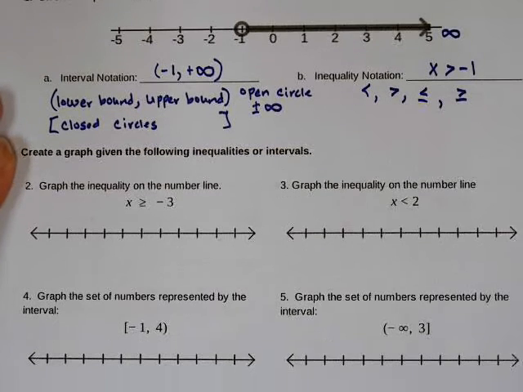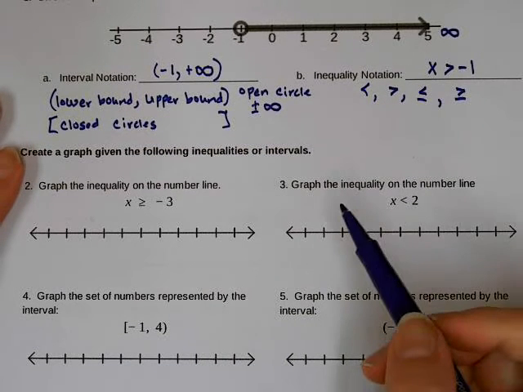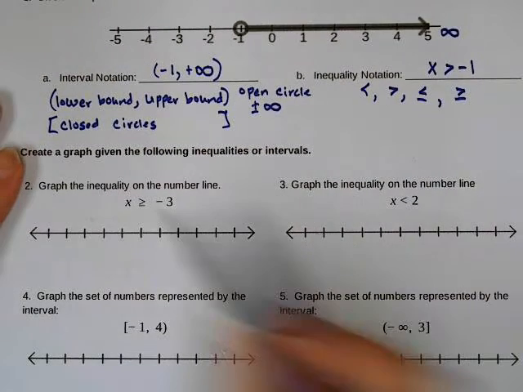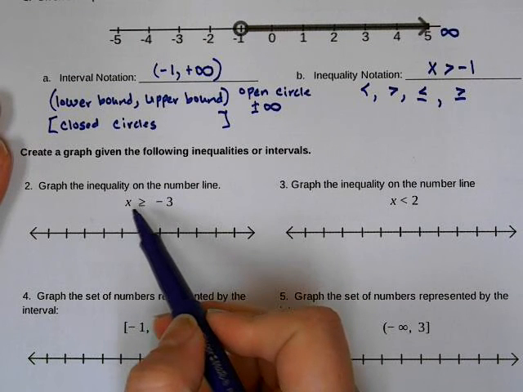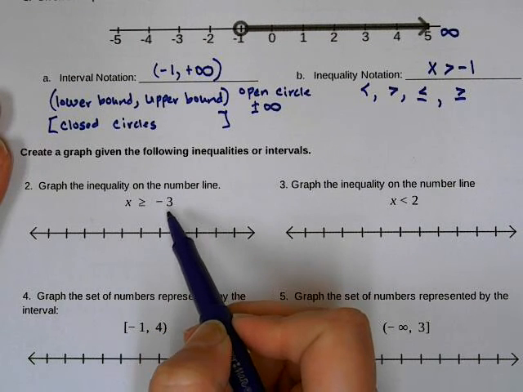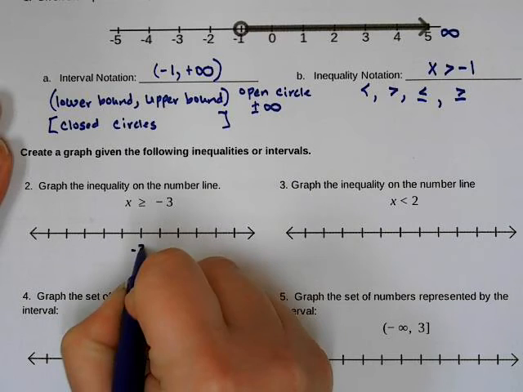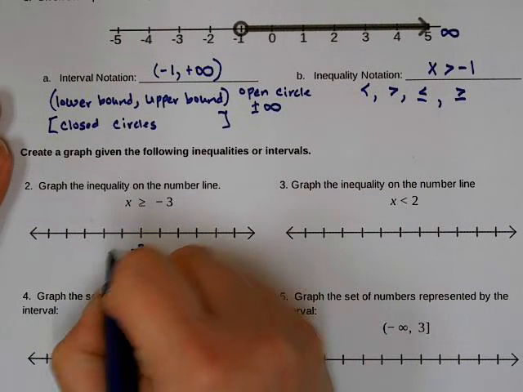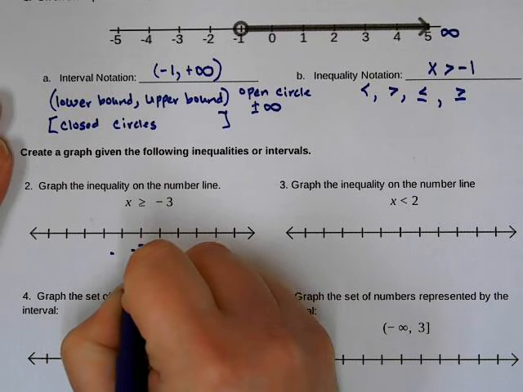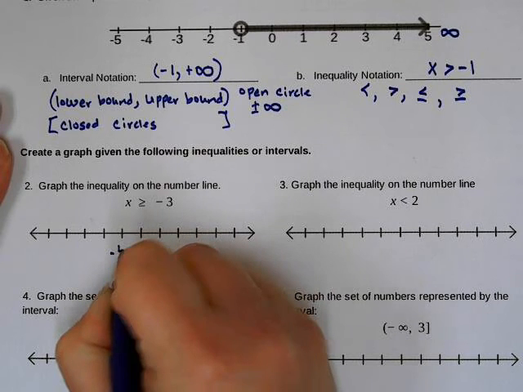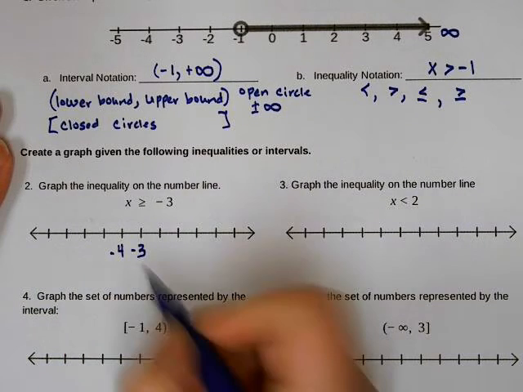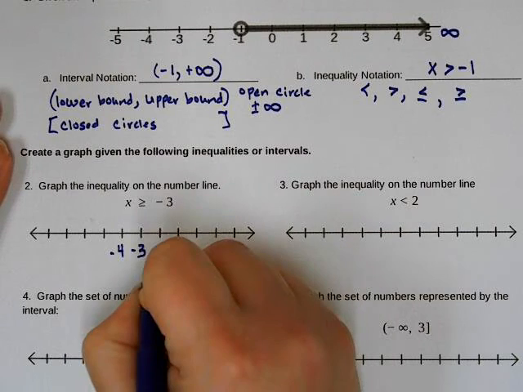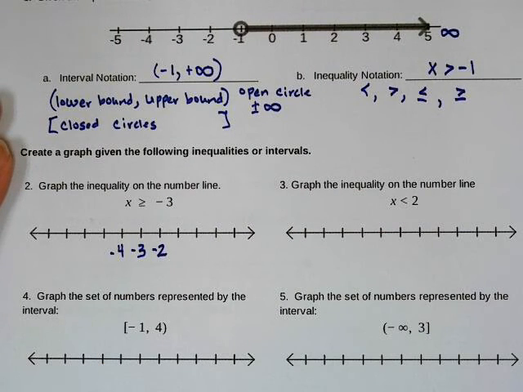All right, now we're given some inequalities and we need to graph it on a number line. So this says x is greater than or equal to -3. So we're going to go ahead and put -3 right in the middle of our number line because that's our important number there. We always want to have at least one number to the left and one number to the right. So one number that is smaller than -3 would be -4, right? I go down by 1. Or if I want to go up by 1, that means I'm going to be at -2.